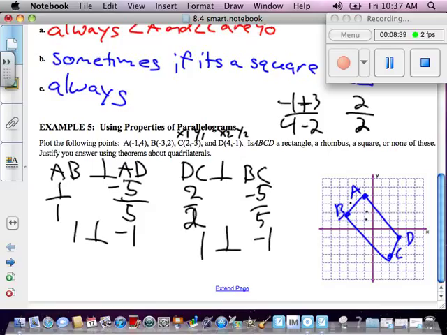So first of all, I know it has 90-degree angles, which means it cannot be what? A rectangle, rhombus, or square. It can't be a rhombus because a rhombus does not have 90-degree angles. So we're trying to prove if it's a rectangle or a square. We could use the distance formula to figure out A to D and A to B. But right now, looking at it, are they the same length? No. So it must be a rectangle.